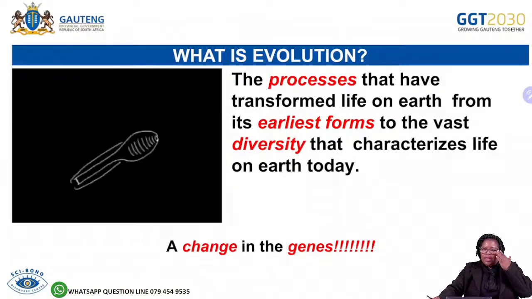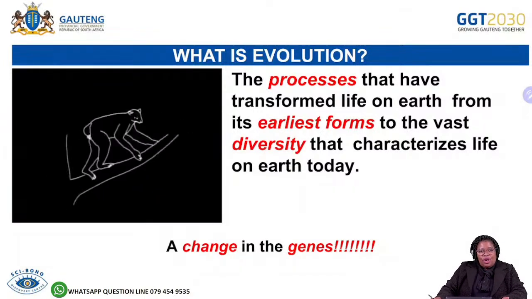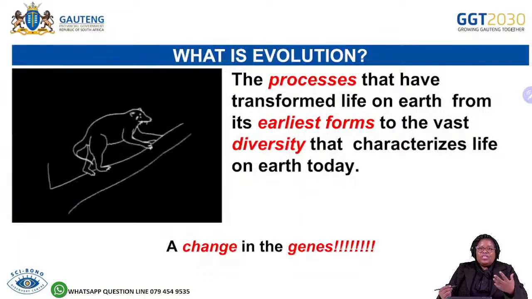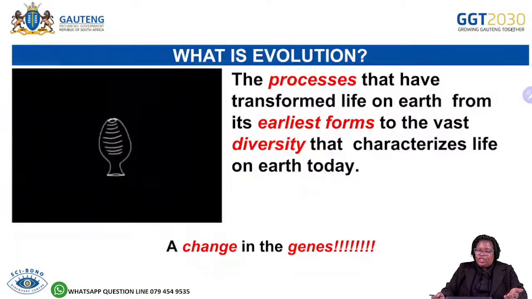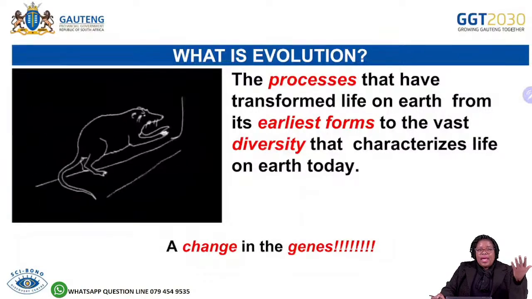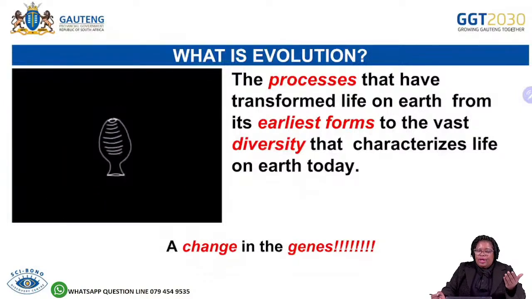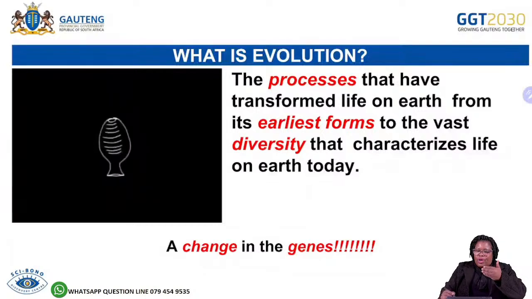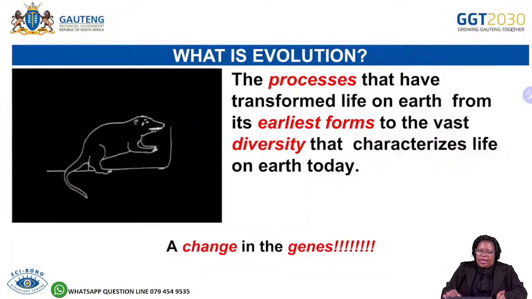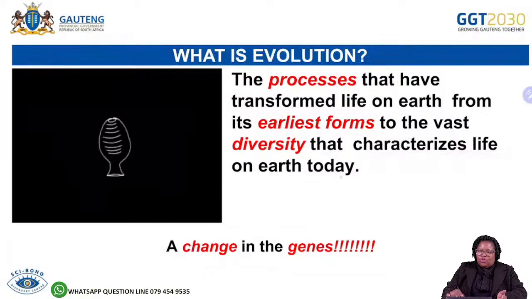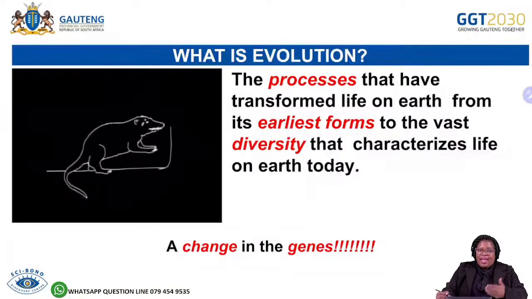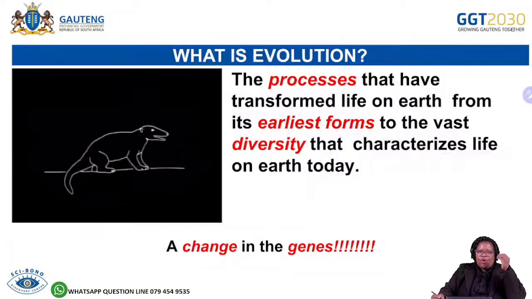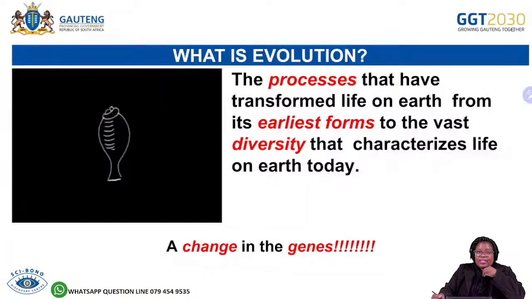So what is evolution? Evolution, grade 12 learners, is a process. A process that shows transformation. Transformation of Earth from its earliest forms to the present date, where the earliest forms form a diversity that characterizes life on Earth today. So basically think of the ancient times, comparing them to the present times.